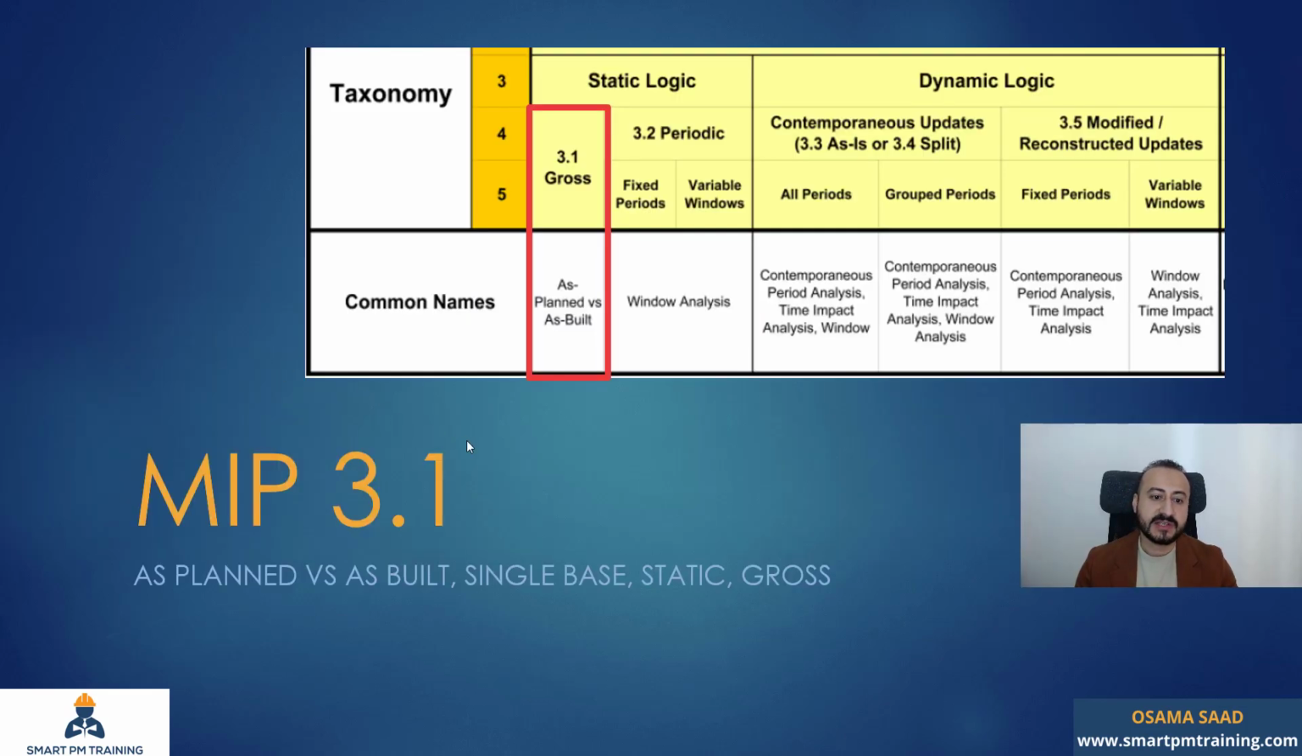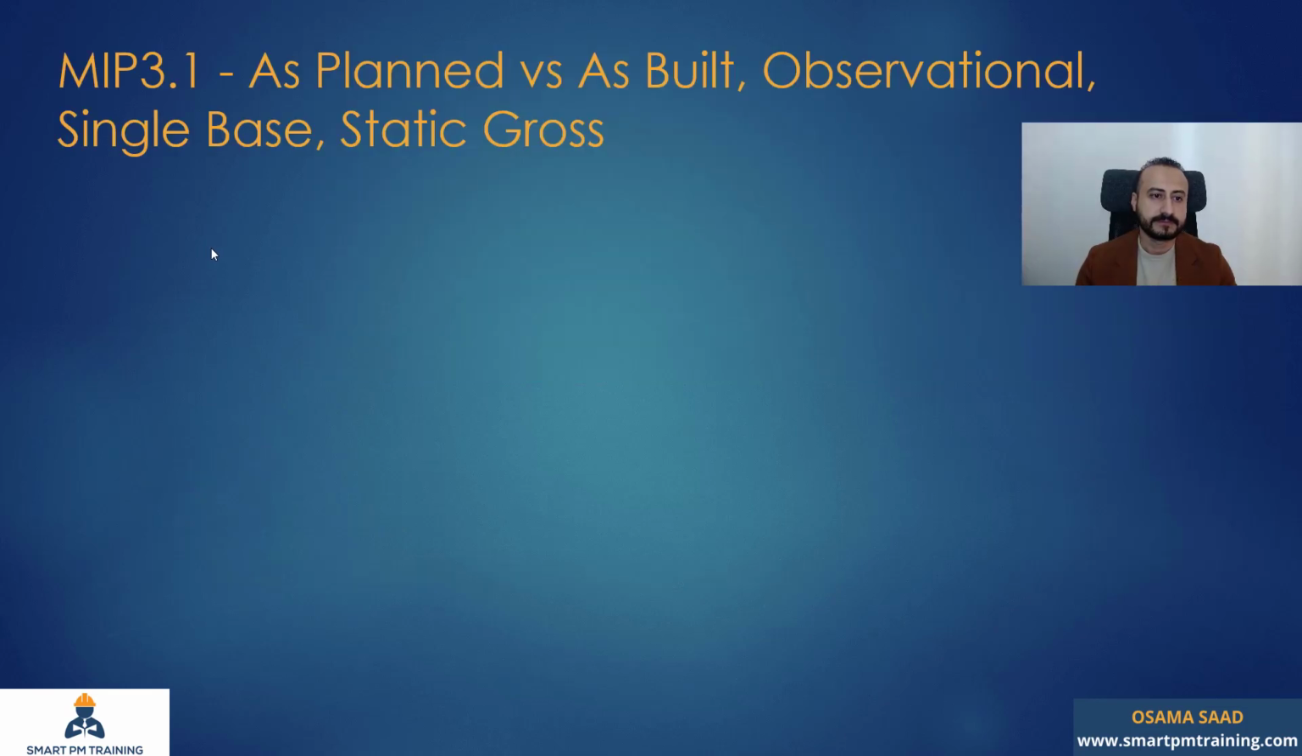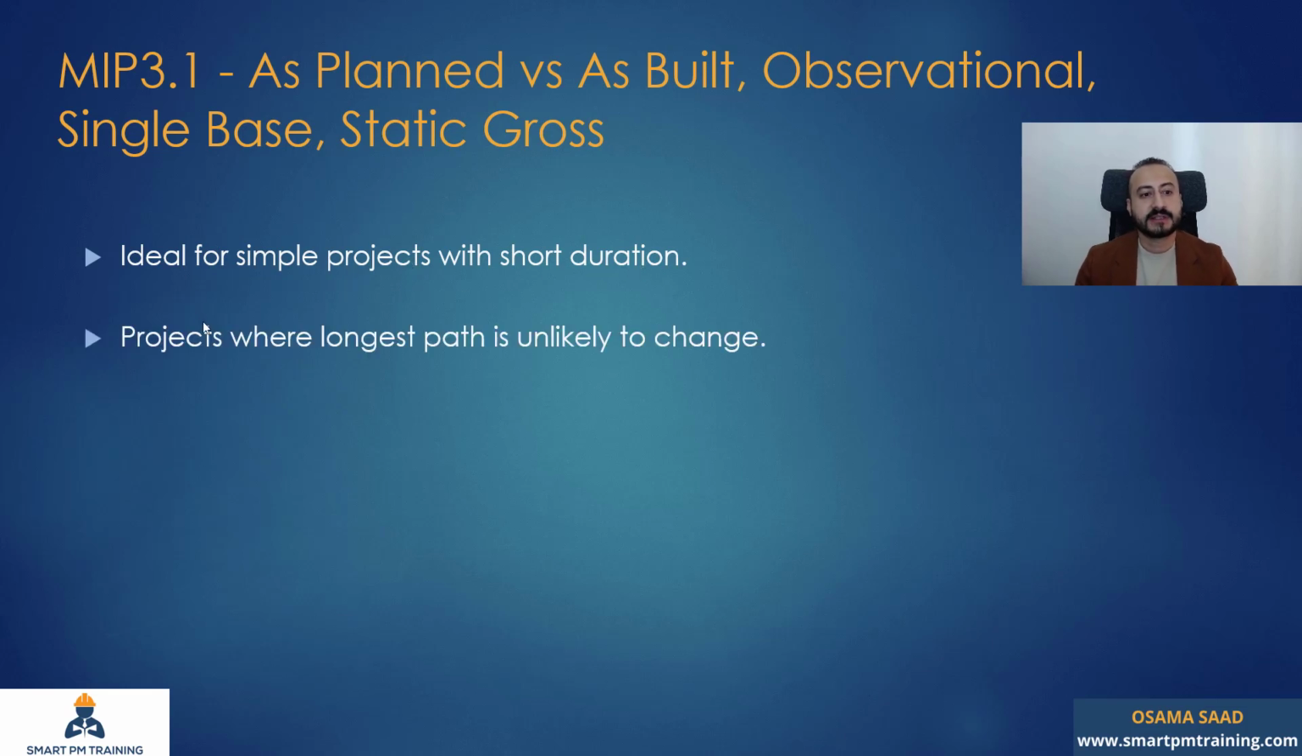Okay, so let's start with the 3.1, the as planned versus as built single base static gross. It's ideal for simple projects with short duration, projects where longest path is unlikely to change throughout the project. It's a gross review, and I'm gonna explain what is that. Legally, it is called total time claim.